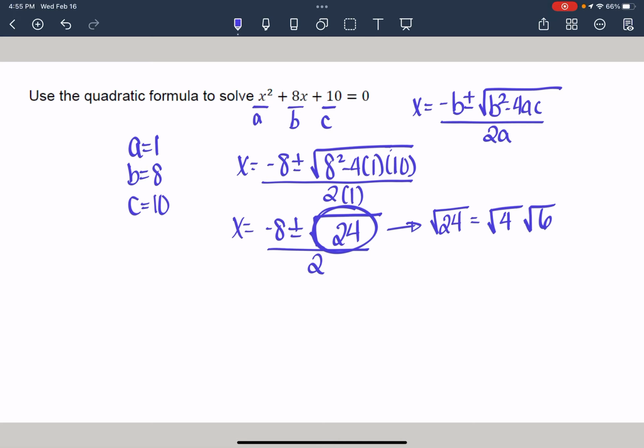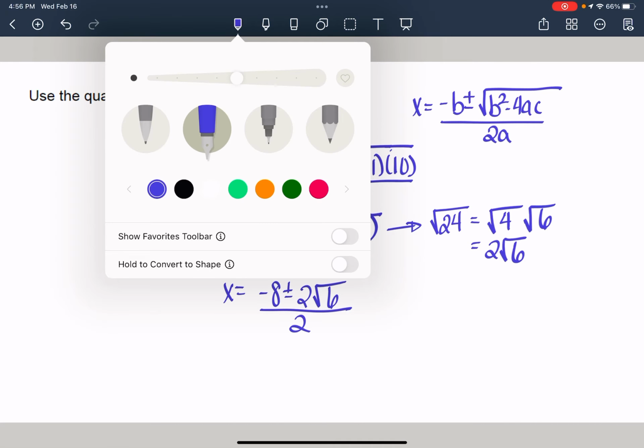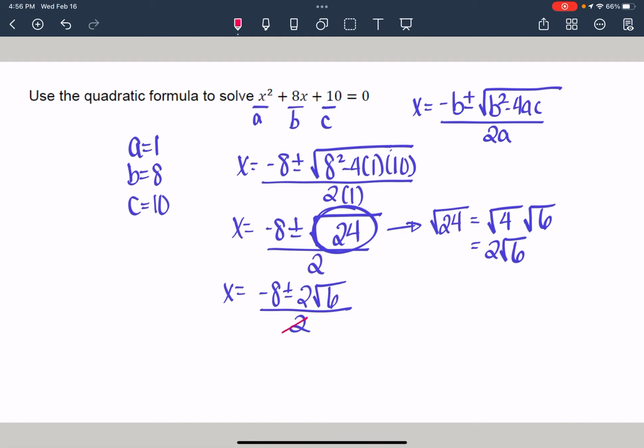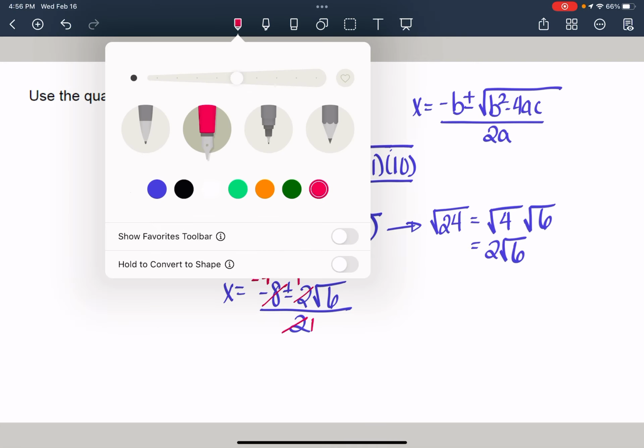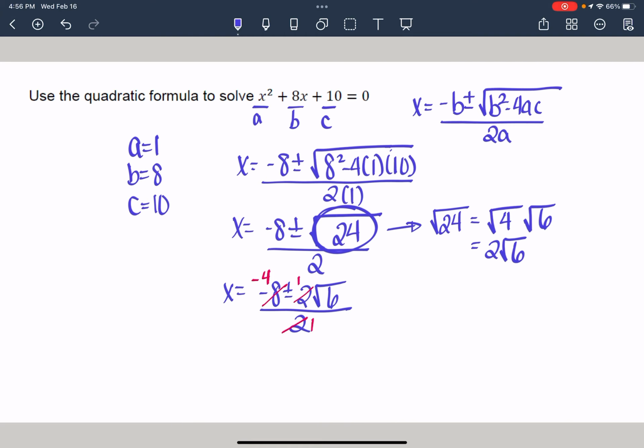So this is the square root of 4 times the square root of 6, which simplifies to 2 times the square root of 6. So this is x equals negative 8 plus or minus 2 square root of 6 over 2. Notice that every term in this formula is divisible by 2. So I'm going to go ahead and divide everything by 2, and I'm going to reduce this. So this becomes 1, this becomes 1, and this becomes negative 4. And all I did here was go through and divide everything by 2. So this will reduce to negative 4 plus or minus the square root of 6.